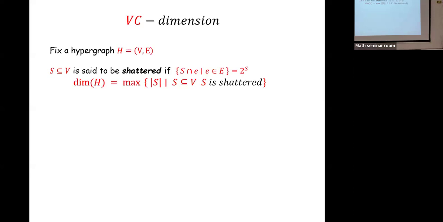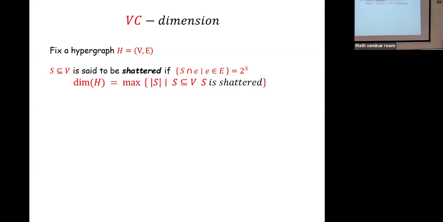Let me give you a crash course on VC dimension if you never heard what it is. It's a combinatorial property of hypergraphs. A hypergraph is a set of vertices. It's a generalization of a graph. It's a set system. You have some finite set V, we call it vertices. But E now is not necessarily subsets of size 2, but arbitrary size subsets. We call them hyperedges. The size is not fixed.